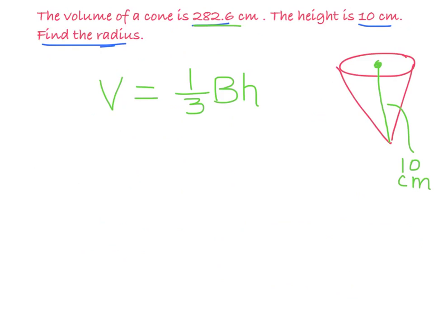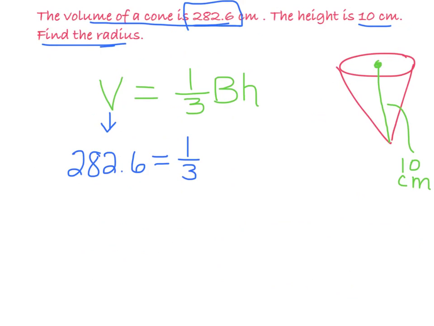So I'm going to kind of start by plugging in what I know. It says the volume is 282.6. So instead of a V, I'm going to put 282.6 because that's the volume. Equals, I know 1/3. Okay. The area of the base I do not know. I'll just leave that. And then the height I know is 10. So again, all I did was kind of bring this stuff down.